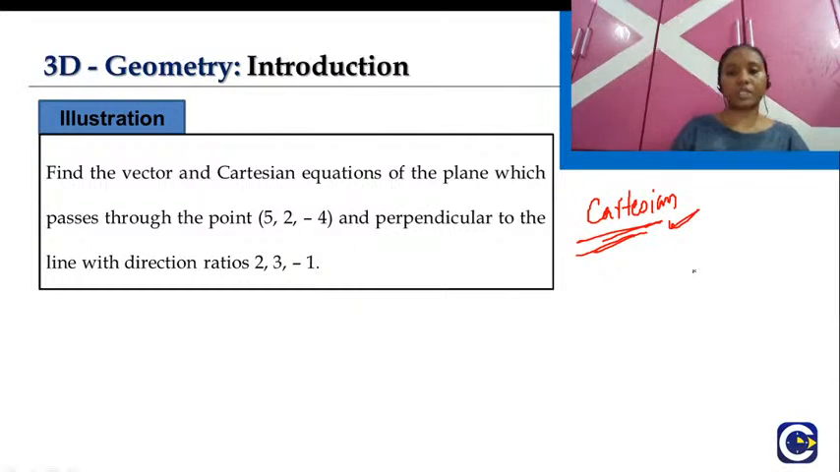So I think we'll be requiring one more last lecture for our 3D geometry. So today we'll just try and at least complete the Cartesian plane and equations of plane and all, so that in our next sessions we can go ahead with the relation and finding the angle between line and plane and all. And if possible, we can do some advanced level questions also in our next session.